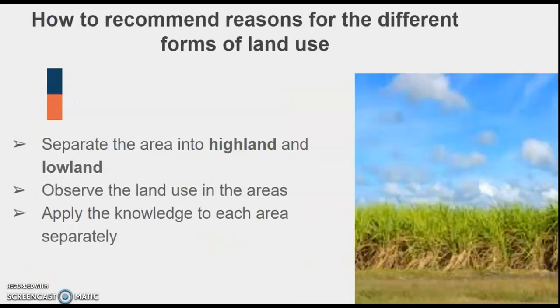There are certain steps that you can take to recommend reasons for the different forms of land use that you see on a map. You can separate the areas into highland and lowland areas. Also, observe the land use in the areas on the map. Apply the knowledge to each area separately so that you can maximize how you use your time.